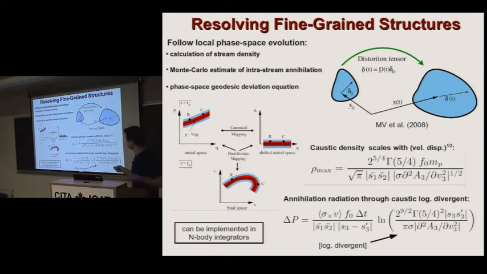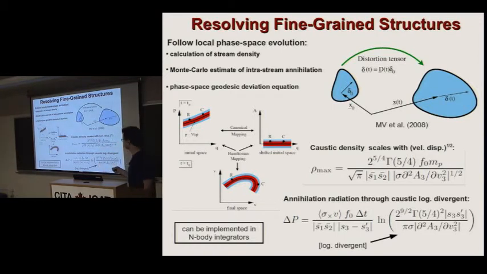Now, to really study this in the full lambda CDM context, you have to do some kind of N-body simulations, and it's possible to resolve all these effects in N-body simulations if you just add a few more equations to the N-body integrator. So you can resolve, for example, the annihilation radiation of caustics, and you can calculate the stream densities, and essentially you can get all of this information out of the simulation.